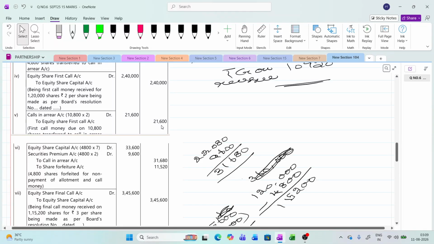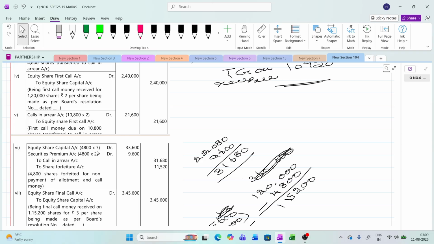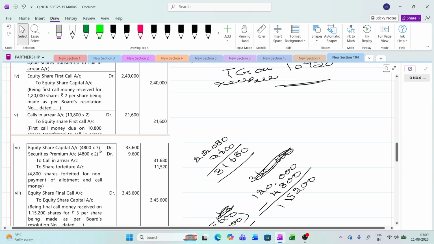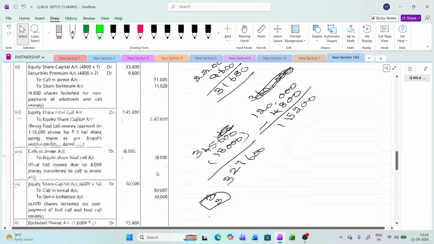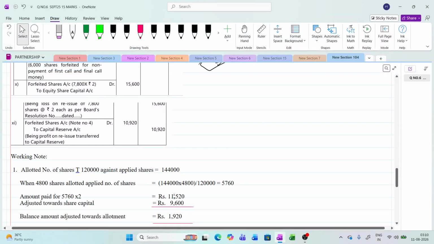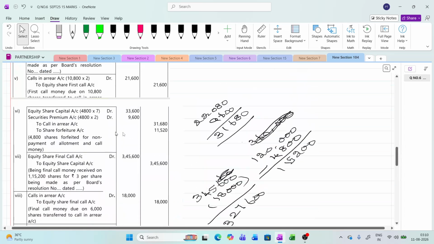Now, after the first call, this fellow was forfeited. Who? This T. So the called up amount is 7 rupees. Always remember, the share capital account will be debited with the called up amount. The final call was 3 rupees, so up to 7 rupees it was called up. So 33,600 debited. And he did not pay the allotment money, so we have to debit the securities premium account and shares forfeiture account. How much did he paid? For 5,760 shares, he paid 11,520. So the balancing amount will become his calls in arrear.